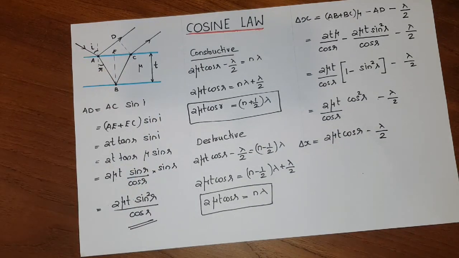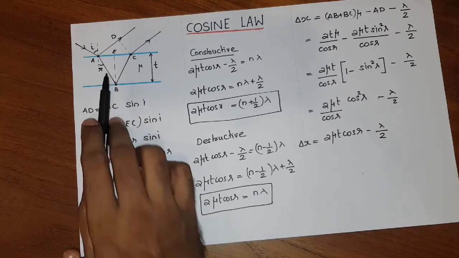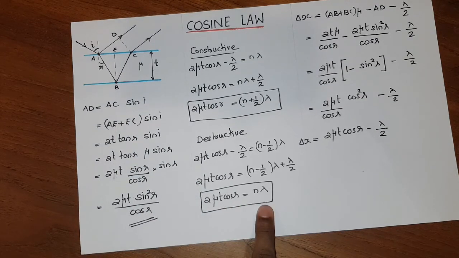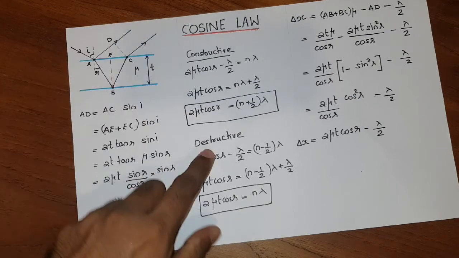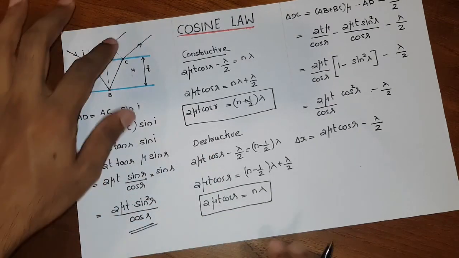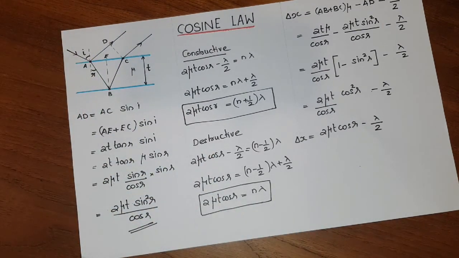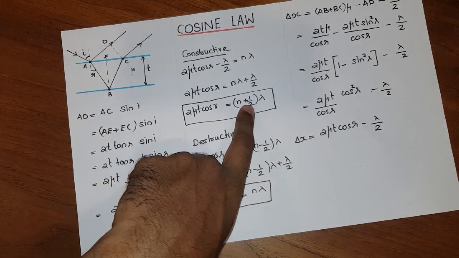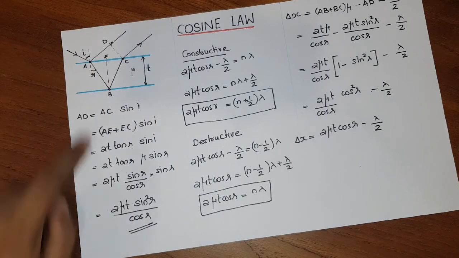Do you notice any peculiarities? N lambda was corresponding to the constructive interference for path difference, but due to this arrangement, if the value of 2 mu t cos r is n lambda, then these two waves will interfere destructively. Those two waves will cancel out each other. But if the value of 2 mu t cos r is equal to n plus half times the wavelength, then these will interfere constructively. This is the reason why we see colors in thin films.